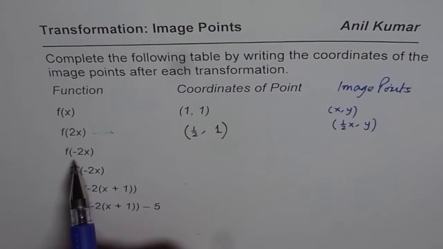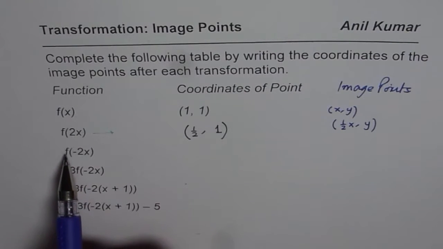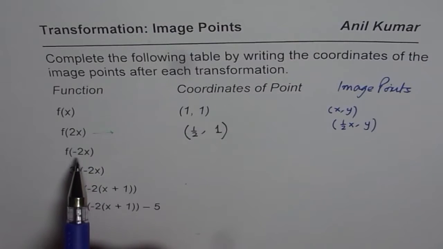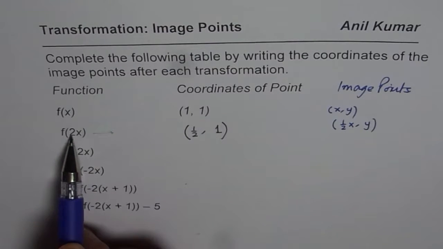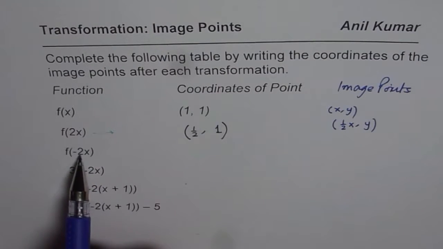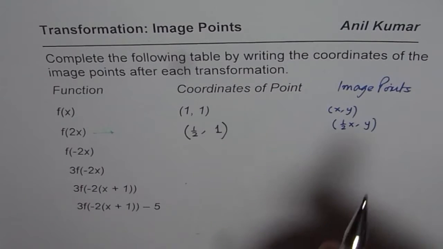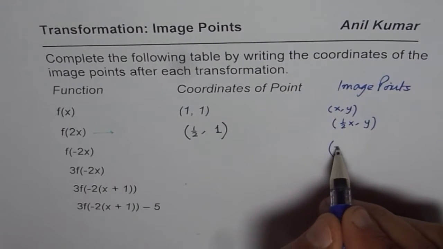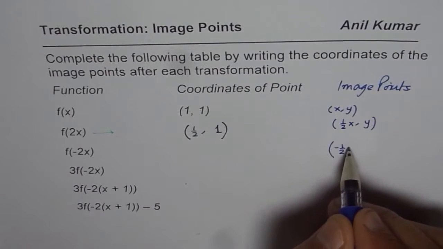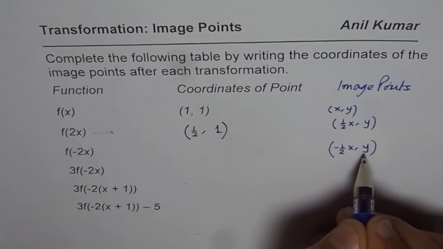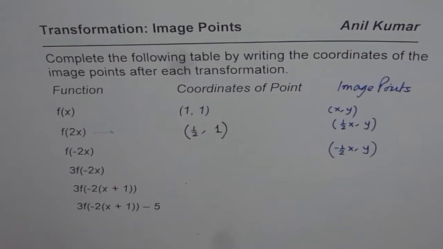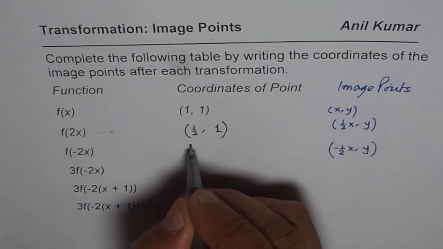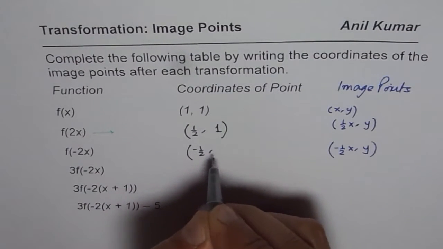In the second transformation, we have f(-2x). That is to say, if we consider f(2x), the only change is that it is reflected on the y-axis. So now, to the given image point, the x value becomes the negative of the original, and the y value still remains the same. So this point changes to (-1/2, 1).